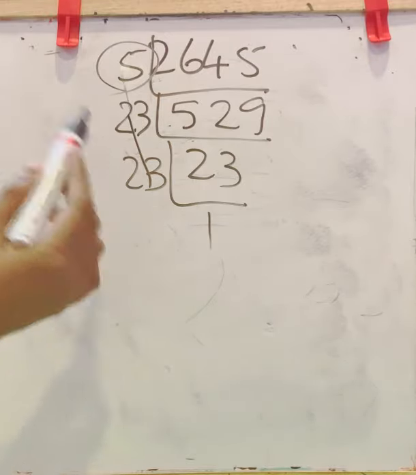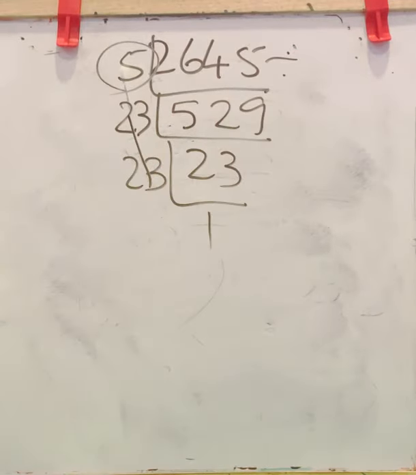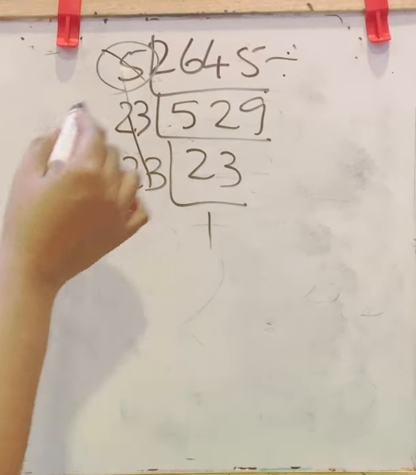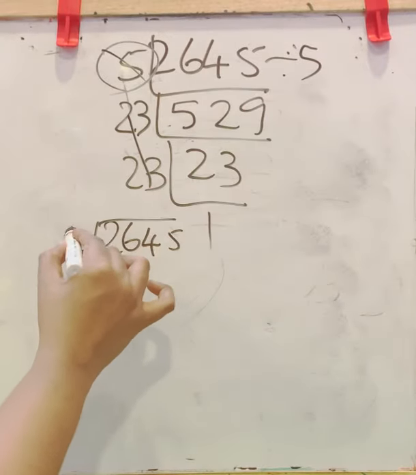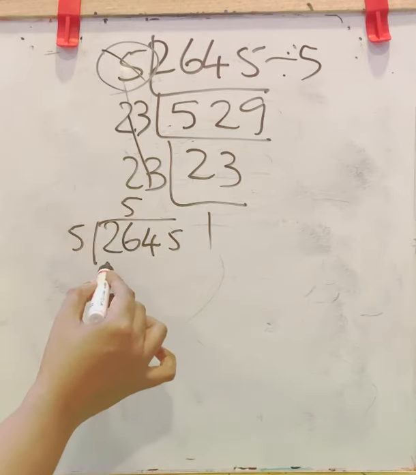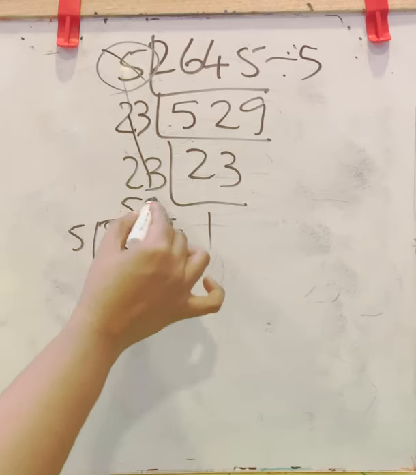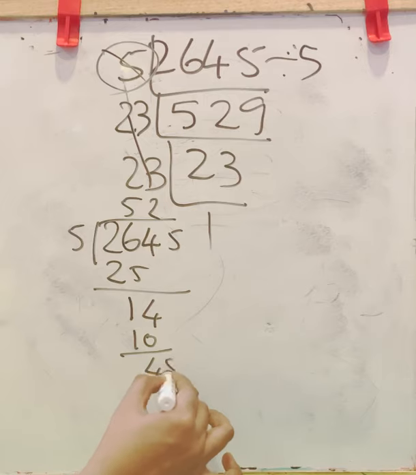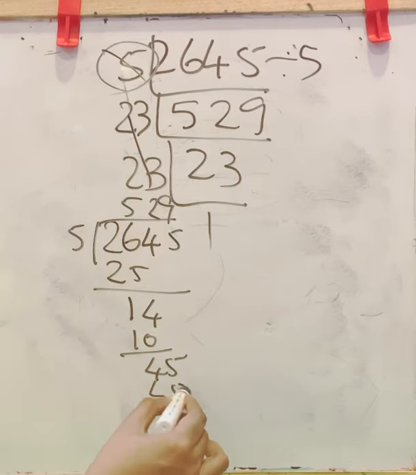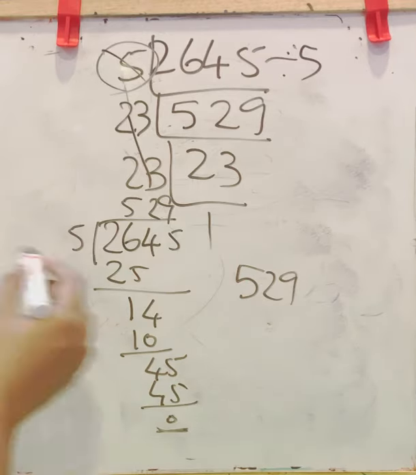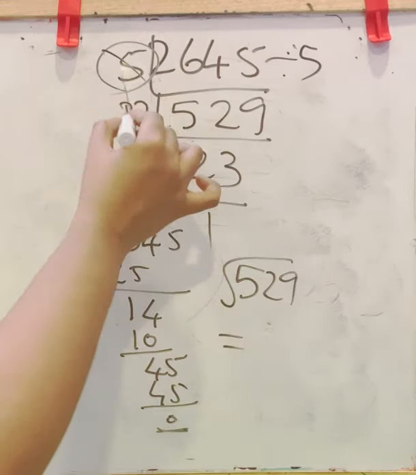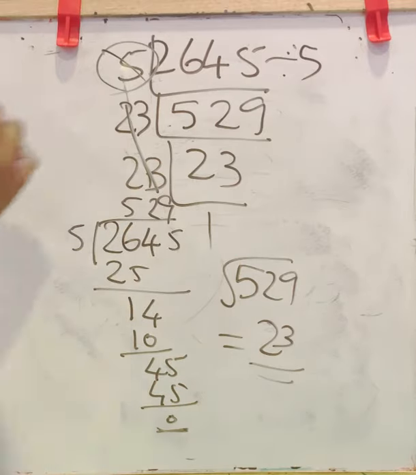So which number should be divided from this given question? 5 should be divided so that this 5 gets cancelled. So 2645 divided by 5. 5 5s are 25. Balance 1, 14. 5 2s are 10. Balance 4, 5. 9 5s are 45. 0. So 529 is the perfect square number, and the square root will be only 23, no 5 in that because we divided it with 5. So square root of 529 is 23.